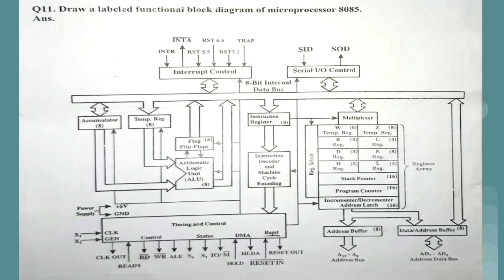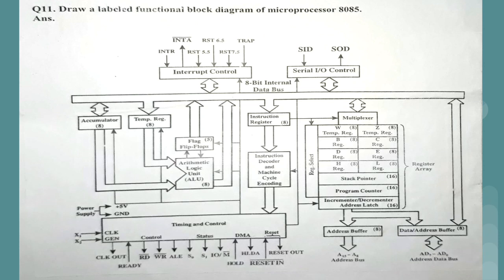It's not necessary that you write the pins in this sequence, because in the diagram we had first TRAP, after TRAP we had RST 5.5, 6.5, 7.5, then INTR, and after INTR we had INTA. If you want to write in this sequence you can write, there is no issue. For serial input output we only have two pins to remember, that is SID and SOD. After that, timing, then just move to the address buffer.